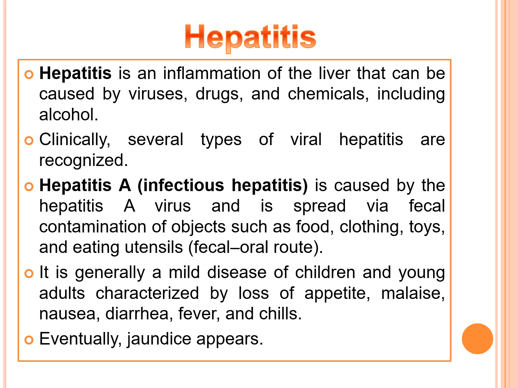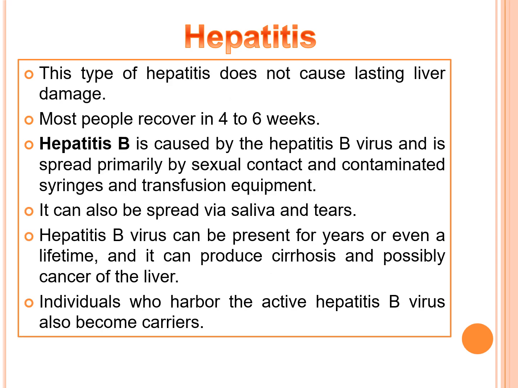It is generally a mild disease of children and young adults characterized by loss of appetite, malaise, nausea, diarrhea, fever, and chills. Eventually, jaundice may appear. This type of hepatitis does not cause lasting liver damage. Most people recover in 4 to 6 weeks.